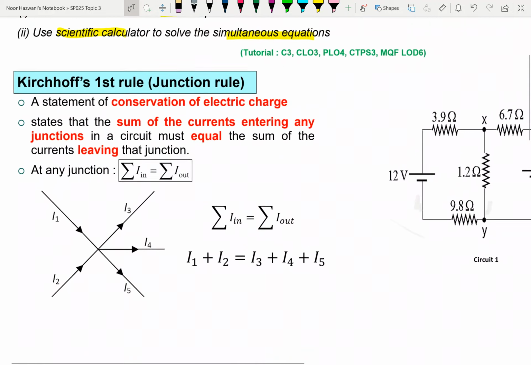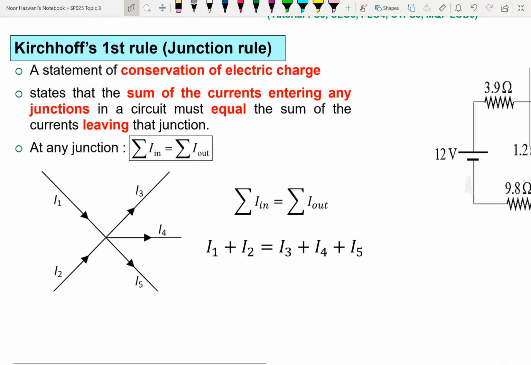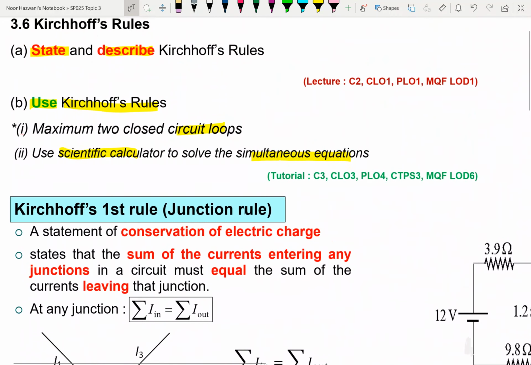Okay, we start dengan Kirchhoff first rule. So basically, Kirchhoff rules ni dia terbahagi kepada dua lah. Okay, so the first one is first rule, and second one adalah second rule. So ada dua, first rule dan juga second rule. So bila kita nak menyelesaikan masalah, we have to obey these first and second rules.